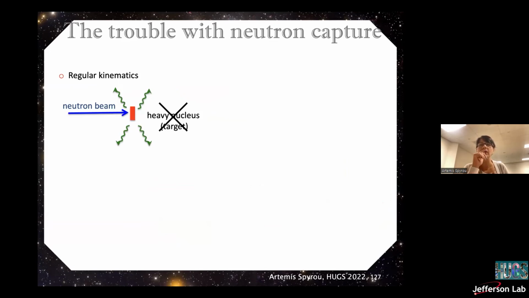Okay, and then there was one question earlier about neutron captures. So I'll finish here with the neutron captures, which, actually, has been my topic of research lately.